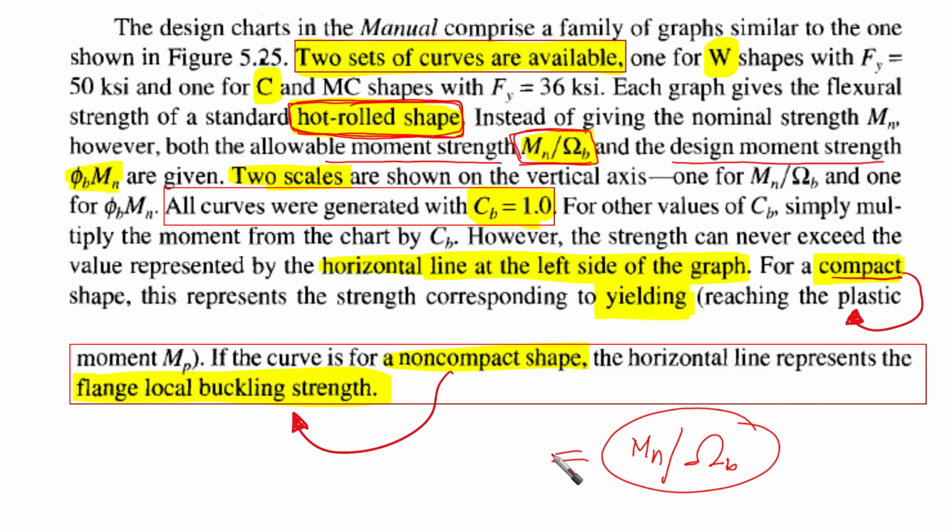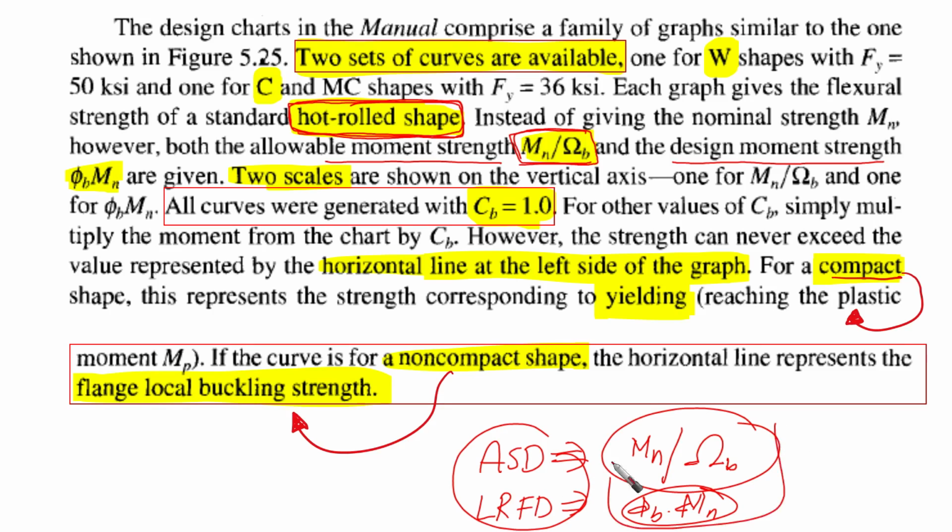And this is related to ASD. For LRFD, you're going to find that it provides directly phi b times Mn. Both of them are going to be given in the vertical axis. So you're going to find numbers here, and this is under LRFD, for example, and other numbers adjacent to it, based on ASD. This is, as we said, the allowable moment strength or the design moment strength.